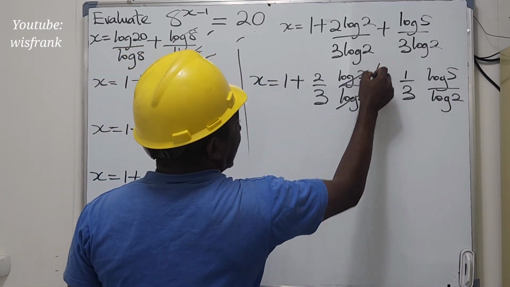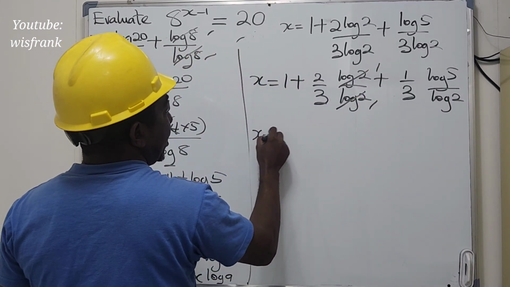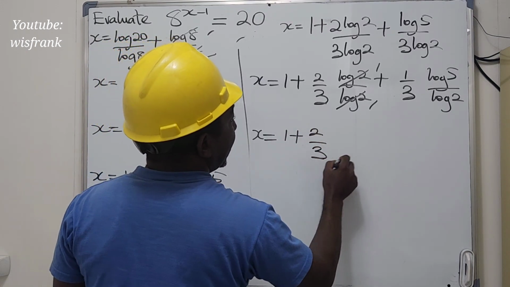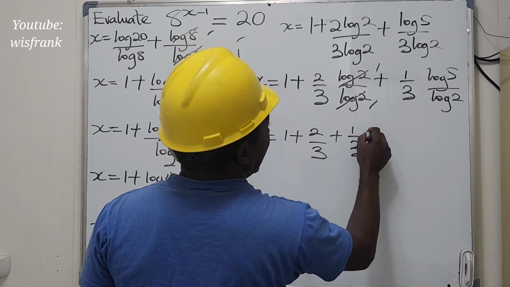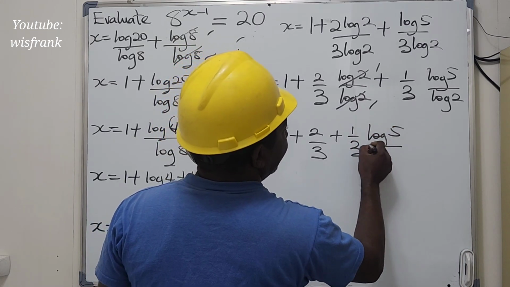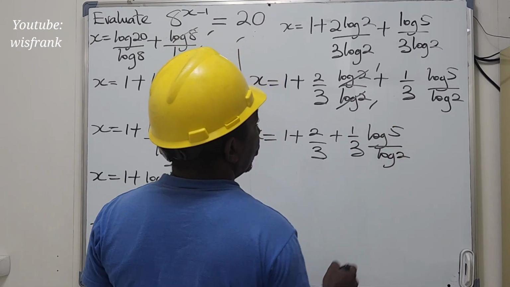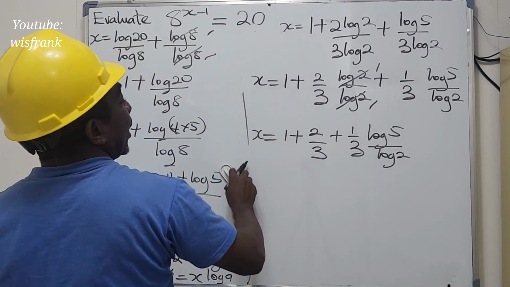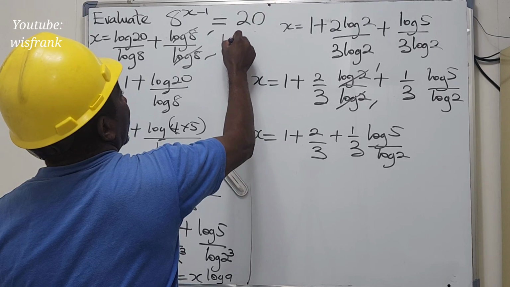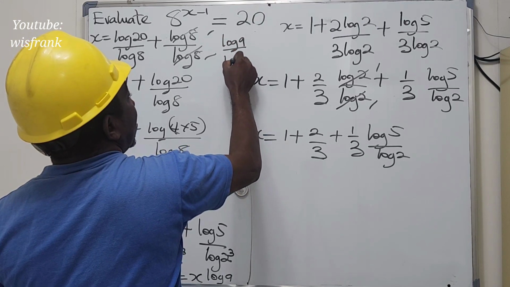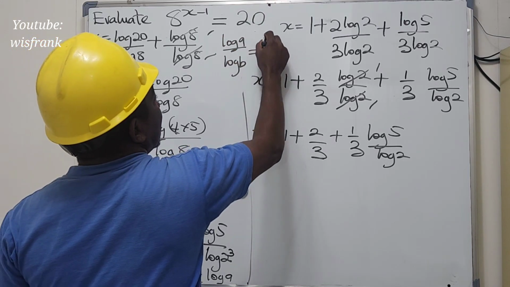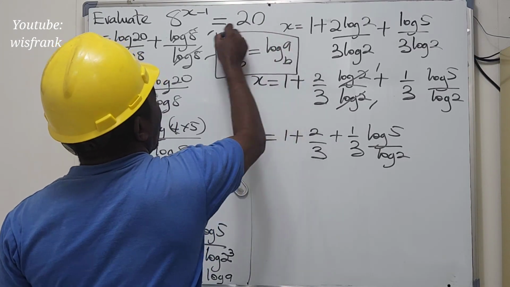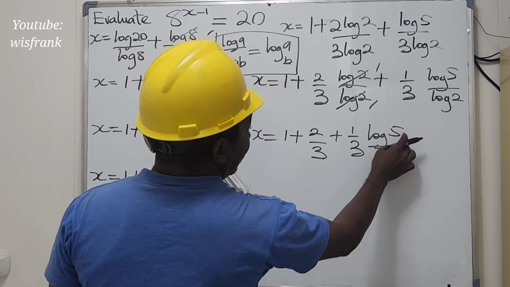This will cancel here and this will cancel here. We are now left with x equals 1 plus 2 over 3, plus 1 over 3 log 5 divided by log 2. We also recall that log a all over log b is the same thing as log a base b. So this is another law of logarithm that we are going to apply here.